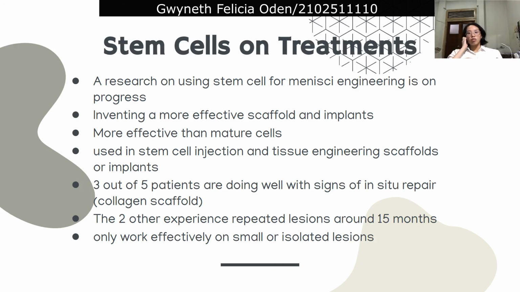Okay, so stem cells are more effective than mature cells, and they are used in injections, stem cell injections on the menisci, and also, as I have said, the engineering of the scaffolds, which can be used when we have a meniscus lesion.